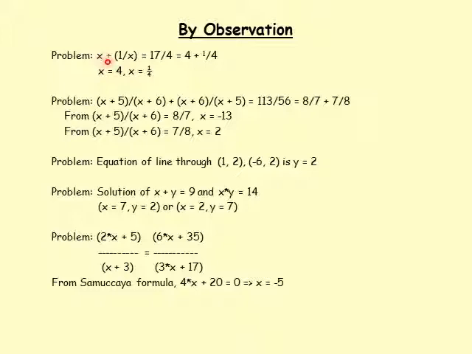So we first split that number 113 by 56 into a sum of two numbers of the type a divided by b plus b divided by a, so 8 divided by 7 plus 7 over 8. Then we equate a divided by b once to 8 by 7 and then to 7 by 8, to get two solutions here.